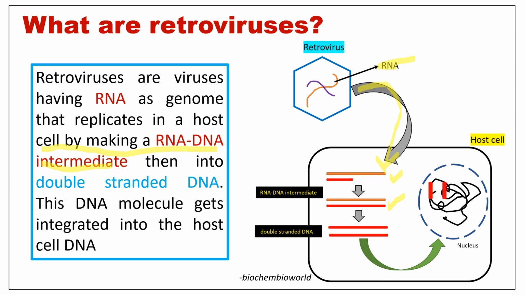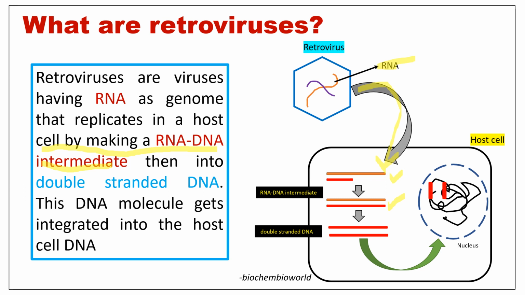The RNA-DNA intermediate is not stable, and the RNA intermediate is usually degraded and double stranded DNA is synthesized, which goes and integrates into the host cell nucleus, into the DNA of the host cell.